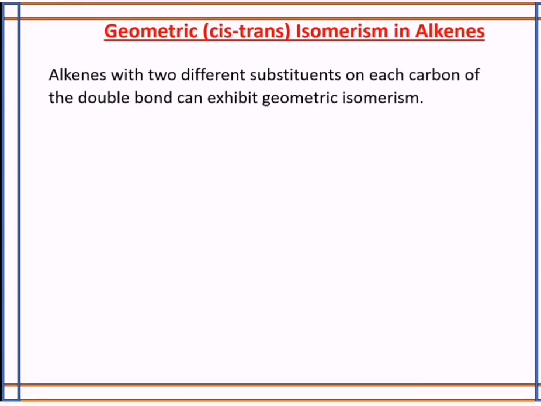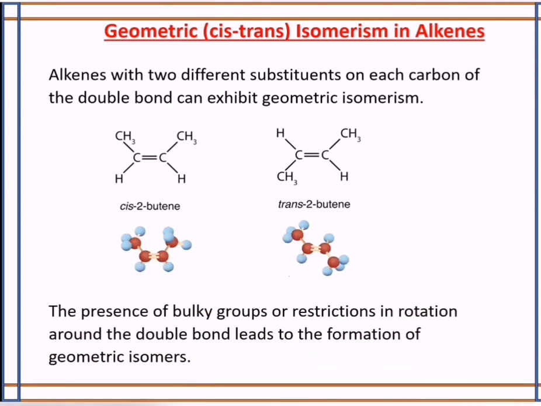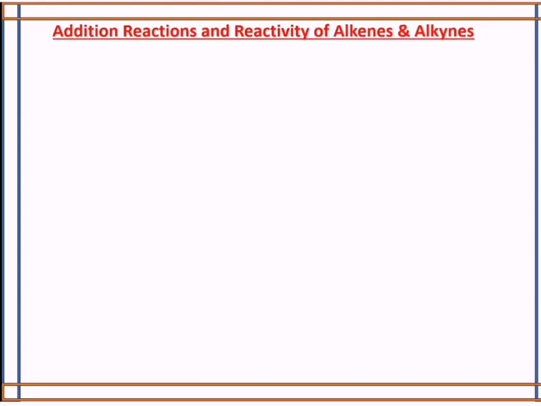Geometric isomers are classified as cis isomers or trans isomers. The cis isomers have groups on the same side of the double bond, while trans isomers have them on opposite sides of the double bond. The presence of bulky groups or restrictions in rotation around the double bond leads to the formation of geometric isomers.